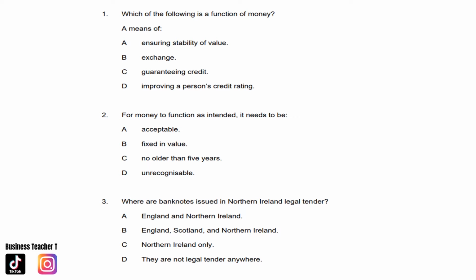Question number 1. Which of the following is a function of money? A means of A. Ensuring stability of value, B. Exchange, C. Guaranteeing credit, or D. Improving a person's credit rating. And the answer is B.